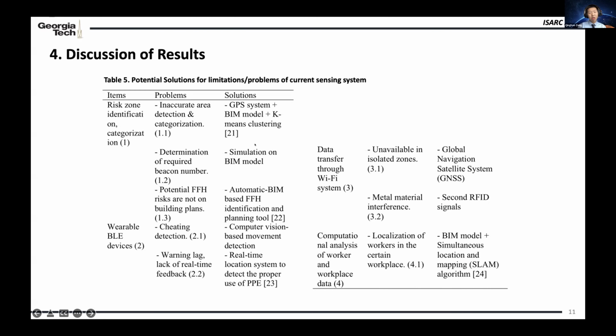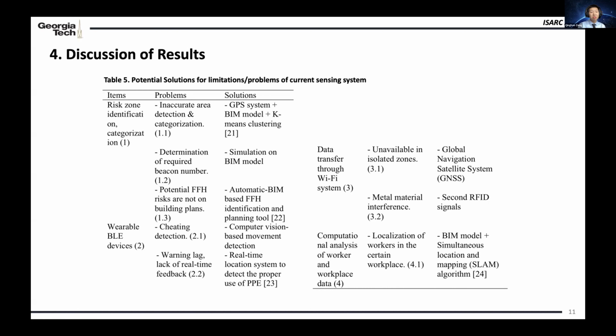Okay, so then comes the discussion part of this research. Based on the results from the literature review, problems are reorganized and summarized in terms of each risk item, along with their potential solutions. The mechanism, the detailed process, and the proof of effectiveness for each solution are based on the relevant research.